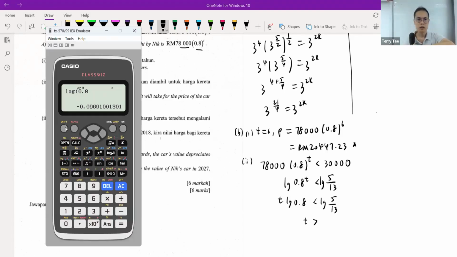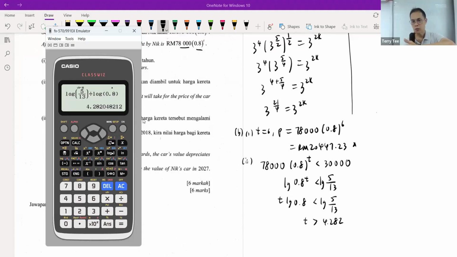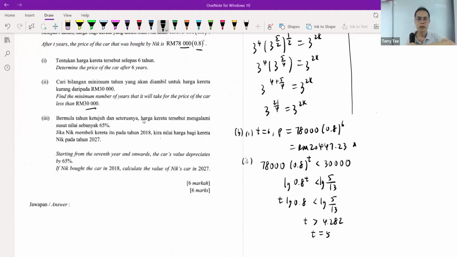So we take log of 5 over 13, then divide by log of 0.8. My answer is 4.282. Change the symbol: T greater than 4.282, so we should take 5. That means after 5 years, the price will be less than 30,000. We will show here that when T equals 6 it is already less than 30,000.